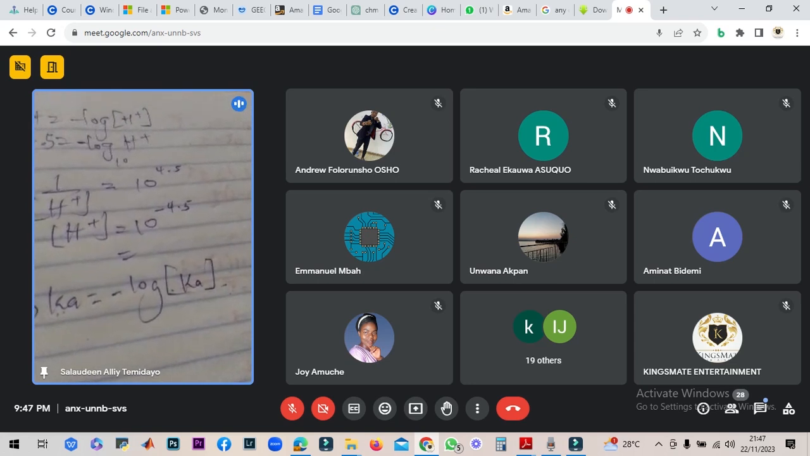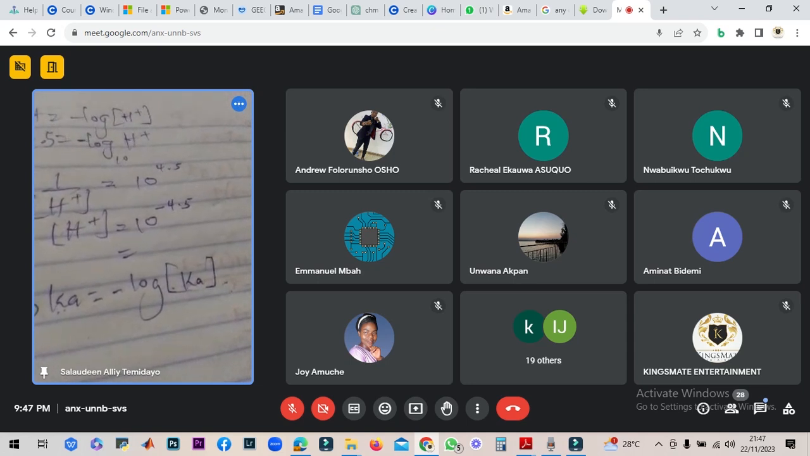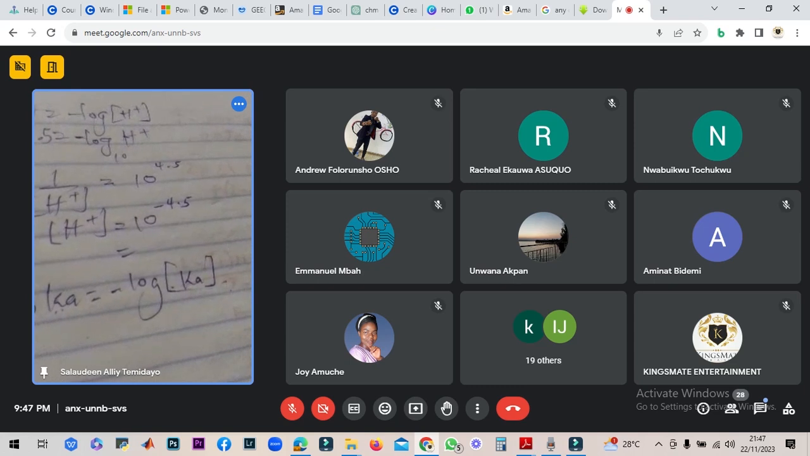Someone will help me to do that, 10 raised to power minus 4.5. Anyone with a calculator? I'm always not with a calculator. Smart.